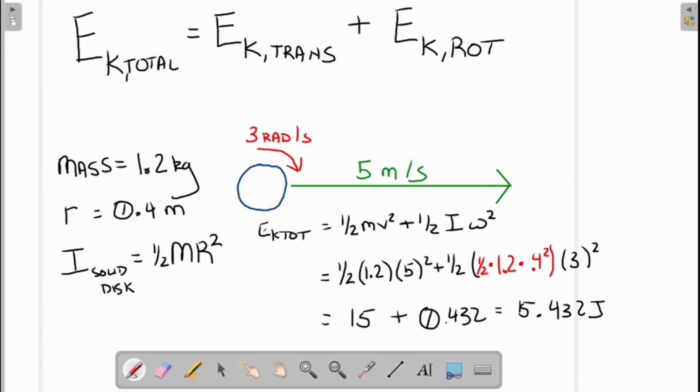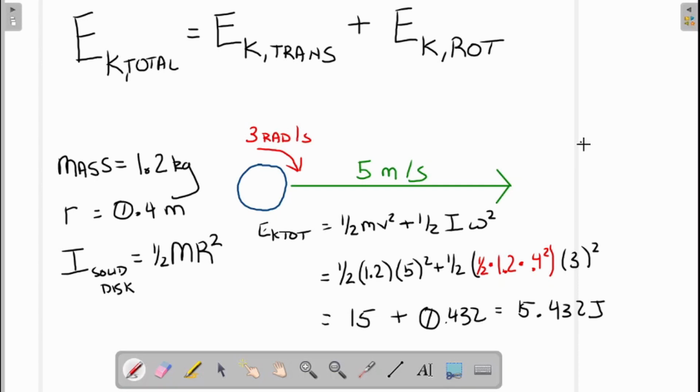Okay, so the total kinetic energy is equal to its translational kinetic energy, 1/2 mv squared, plus its rotational kinetic energy, 1/2 I omega squared. In this case, we're just looking for the total kinetic energy of this solid disk that is rotating. So all I did was plug in my numbers. The mass is 1.2 kilograms, its translational velocity is 5 meters per second. I plugged in its moment of inertia, the 1/2 mr squared, coming from its formula for moment of inertia, times 3 rads per second. When I do all my calculations, I get 15.432 joules, 15 from the translational kinetic energy and 0.432 from the rotational kinetic energy. And this is fairly representative.